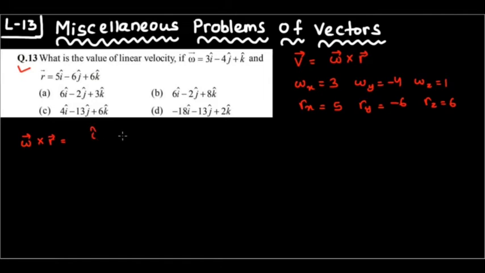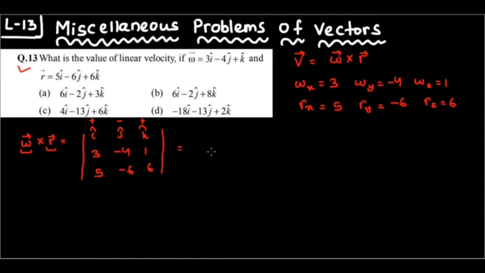So in order to find omega cross r, we have to use the determinant method, and for that I have to write i cap, j cap and k cap. In the second row I have to write the x, y and z components of omega, because omega is the first vector, r is the second vector. So in the second row I will write omega x is 3, omega y is minus 4, omega z is plus 1. In the third row I will write rx is 5, ry minus 6 and rz plus 6. And then I have to give this determinant symbol. And we know that the sign of i cap is positive, sign of j cap is negative, sign of k cap is positive.